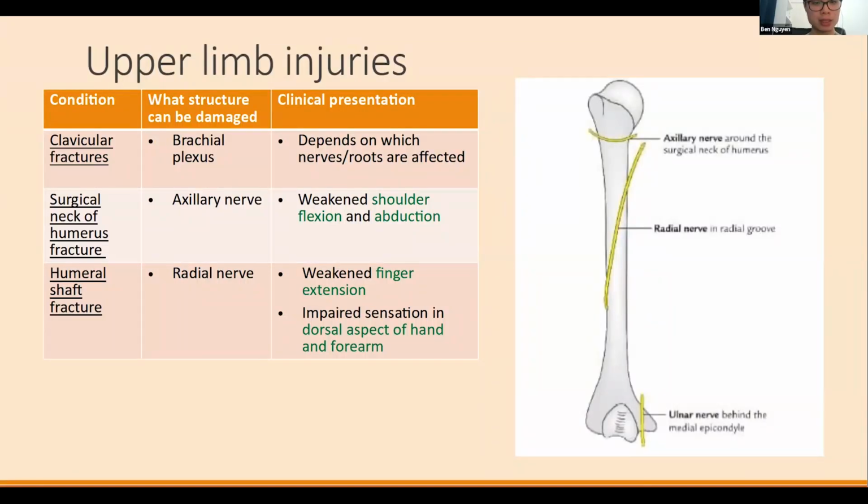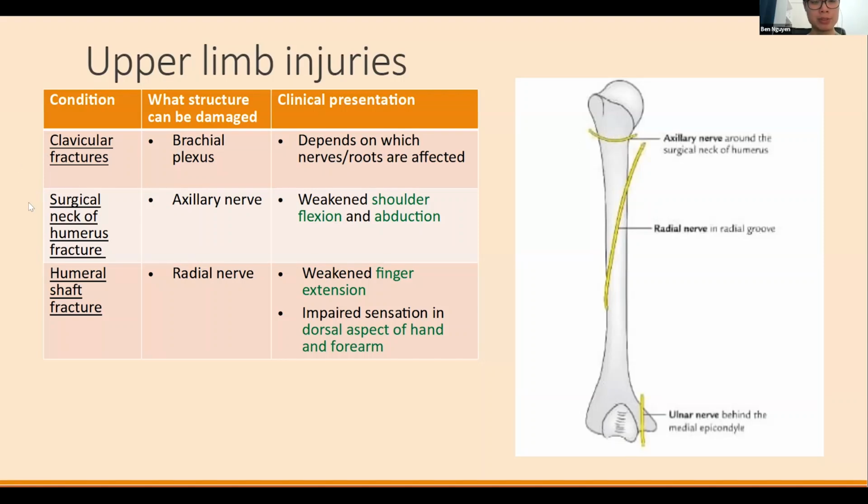So in terms of shoulder or humeral injuries, there are certain structures to be aware of if you think someone's injured it. So if you've got a surgical neck of the humerus fracture, the most likely nerve to be damaged would be the axillary nerve. And if you can recall, that controls the deltoids primarily. And the deltoids are responsible for shoulder flexion and abduction.